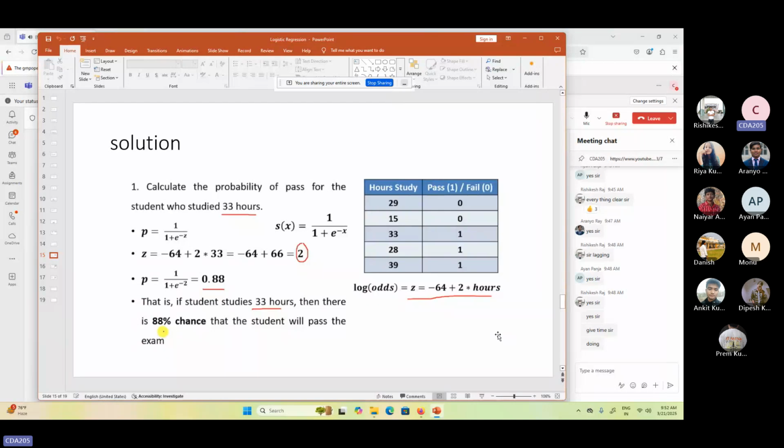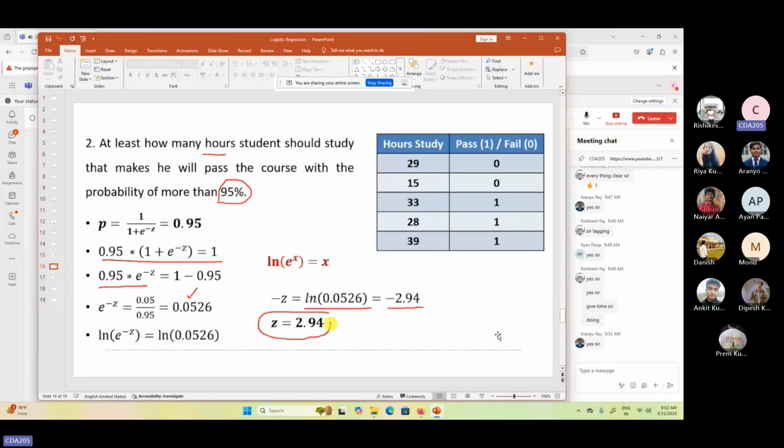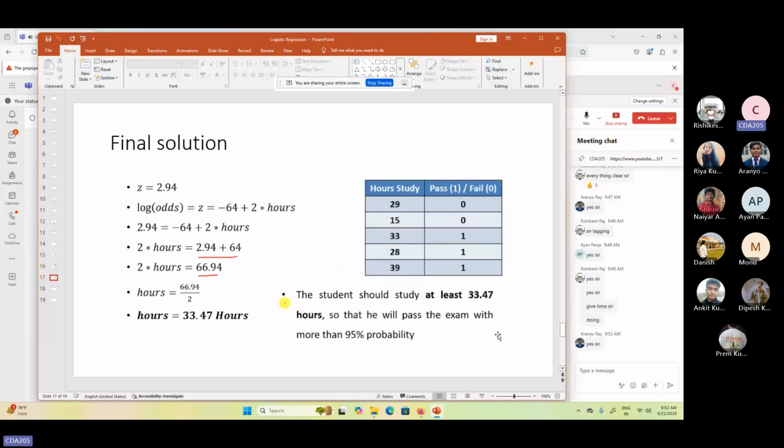Second one. At least how many hours should a student study so that he will pass the course with the probability more than 95%. So P is equal to 0.95. So we have to find the value of Z. So we just keep the value 0.95 into 1 plus e to the power minus Z is equal to 1. So by this we can calculate the value of Z. That is 2.94. So this is the final solution. So Z is 2.94.